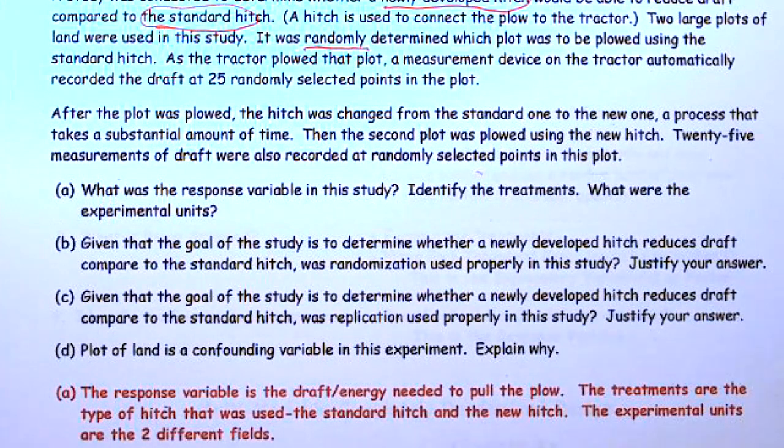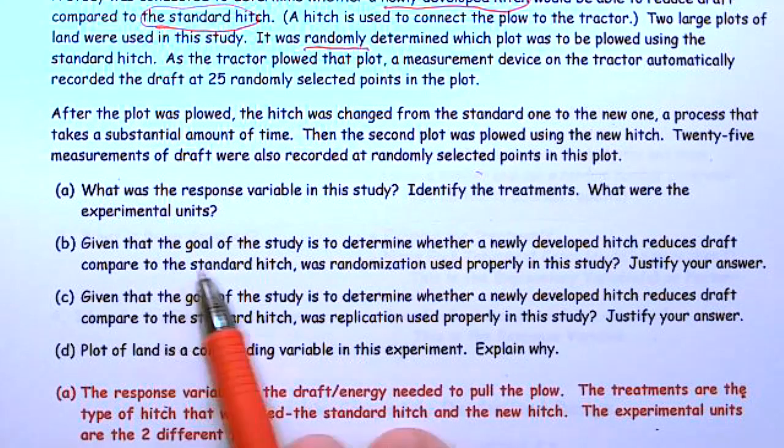Then it asked, what are the treatments? Well, the treatments are the type of hitch. So we had two treatments, the new hitch and the standard hitch. The experimental units are the two different fields, or the two plots of land, because that's what we experimented on. Sometimes instead of experimental units we say subjects, but we usually use subjects when we're talking about humans or animals. The experimental units are the two different fields.